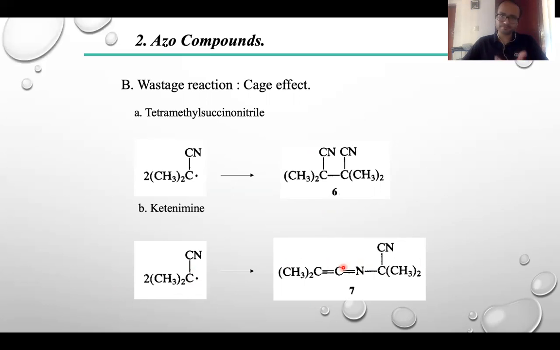So these are the two wastage reactions that happen. But because of the stability of the radical that is generated from the azo compounds, the wastage reactions do not significantly hamper the polymerization process. But we do observe these kinds of wastage reactions because of the confinement effect of the solvent.